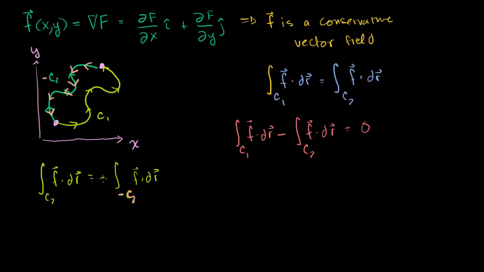Or we could put the minus on the other side, and we could say that the negative of the line integral along the path C2 of f dot dr is equal to the line integral over the reverse path of f dot dr. All I did is I switched the negative to the other side, multiplying both sides by -1. So let's replace in this equation.